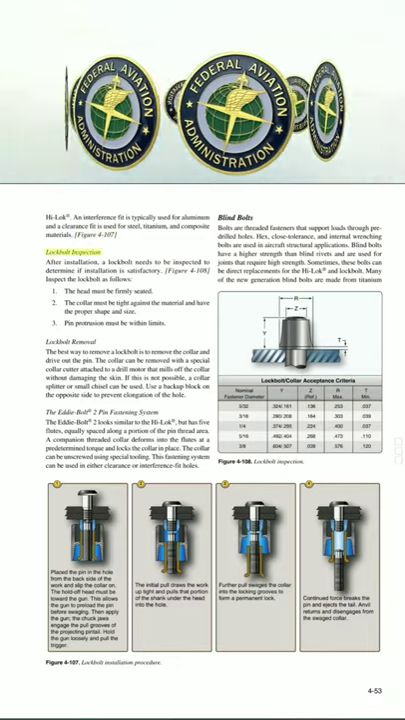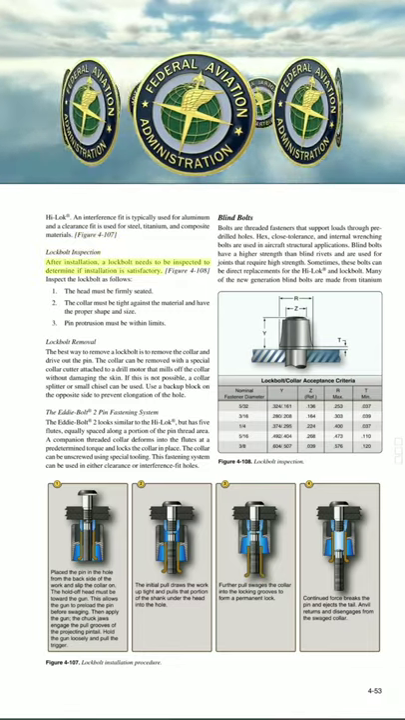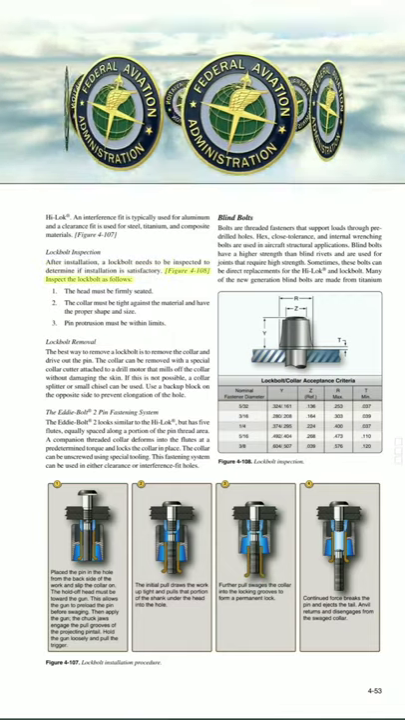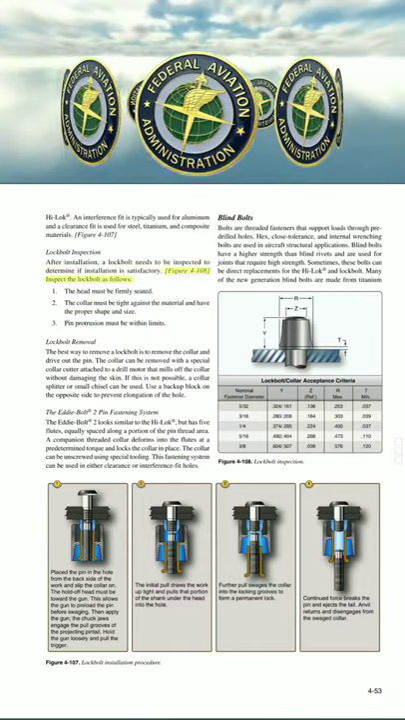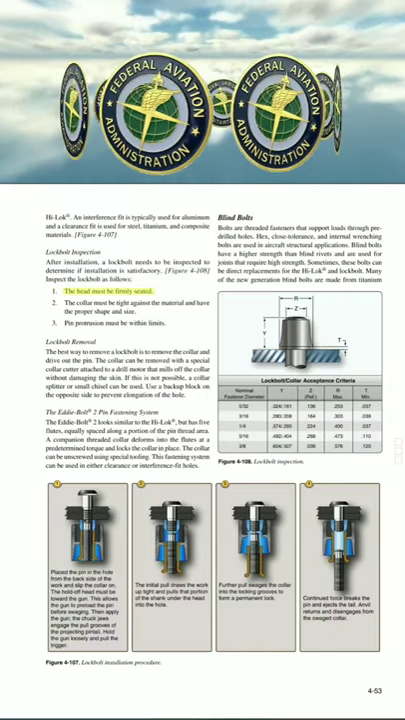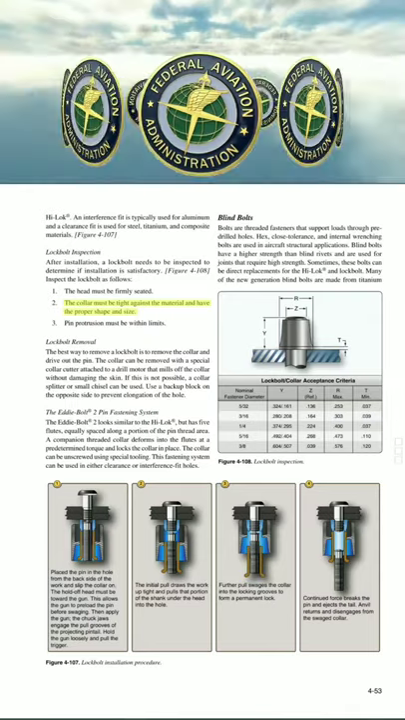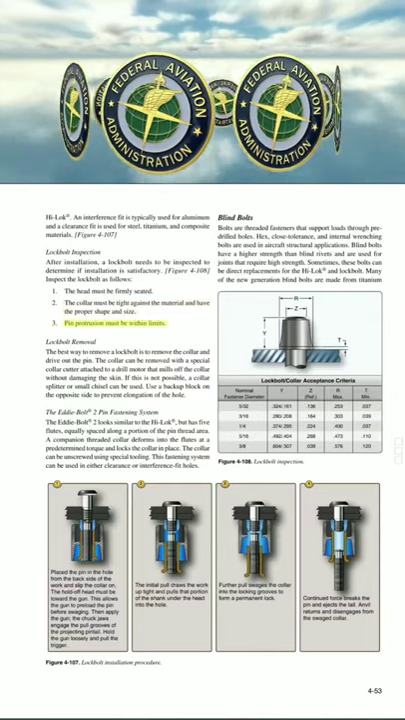Lock bolt inspection. After installation, a lock bolt needs to be inspected to determine if installation is satisfactory. Figure 4-108. Inspect the lock bolt as follows. 1. The head must be firmly seated. 2. The collar must be tight against the material and have the proper shape and size. 3. Pin protrusion must be within limits.